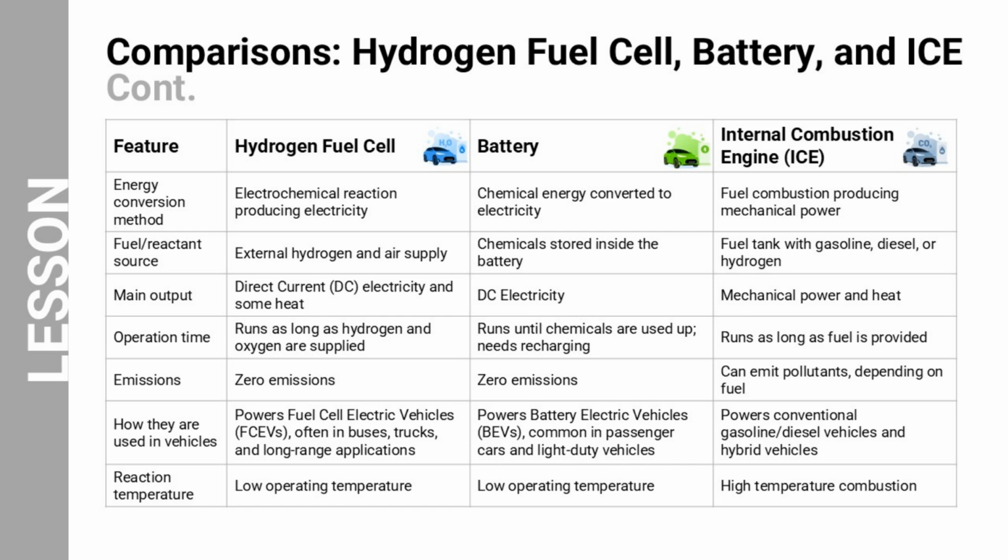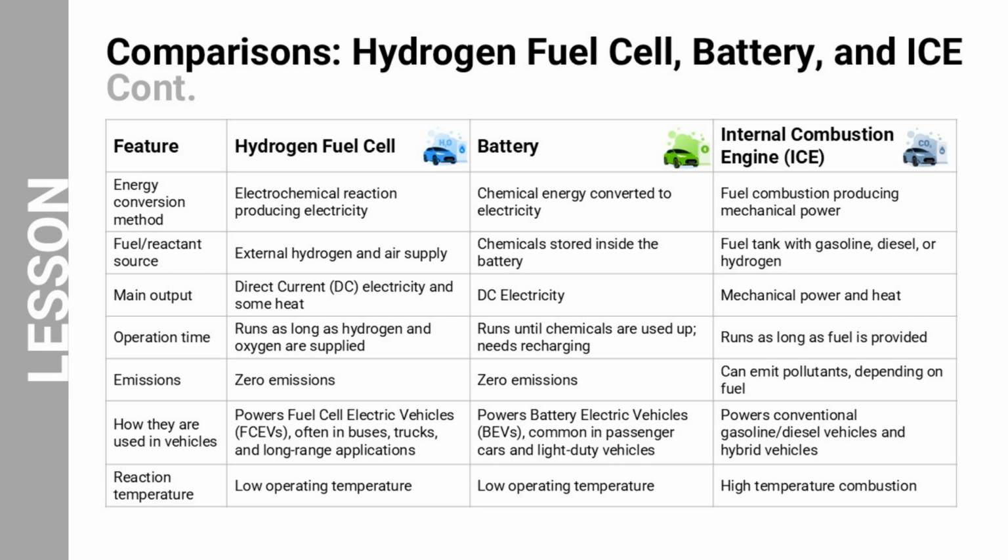Internal combustion engines operate differently by burning fuel at high temperatures to produce mechanical power. When pure hydrogen is used, fuel cells produce water and heat, resulting in no harmful tailpipe emissions. Batteries also produce zero tailpipe emissions during operation. Internal combustion engines can emit pollutants unless cleaner fuels and emission control systems are used. Battery electric vehicles rely on batteries, hydrogen fuel cell electric vehicles rely on fuel cells, and internal combustion engines remain the primary power source in gasoline, diesel, and some hydrogen-fueled vehicles.